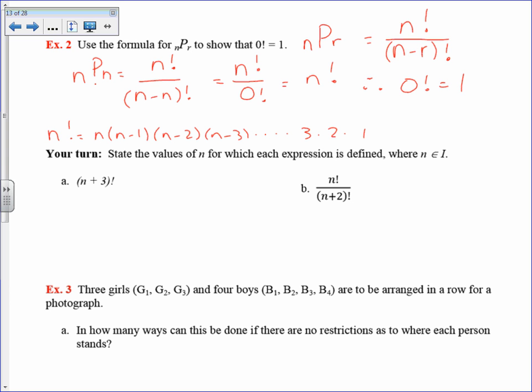I wouldn't worry too much about the justification for that. You just need to know that 0 factorial is equal to 1. It's got nothing to do with exponents, but I always keep in my head that anything raised to the power of 0 is equal to 1. It's the same idea here.